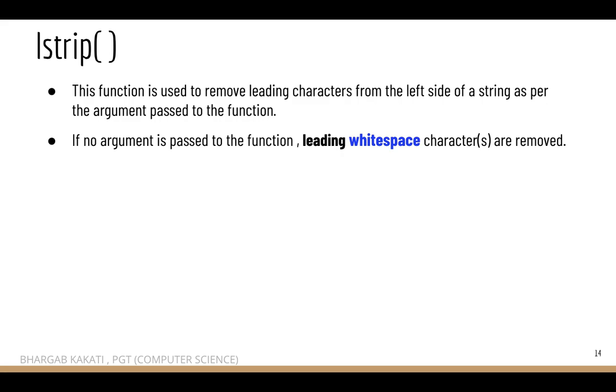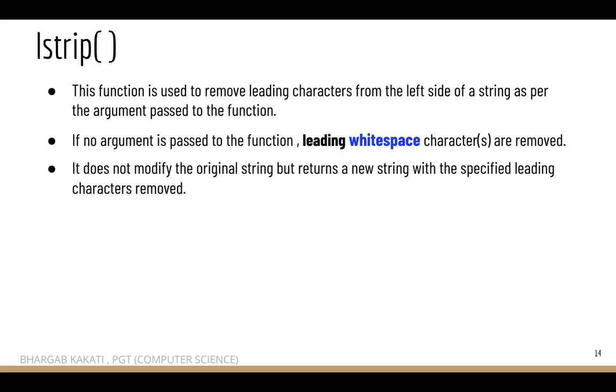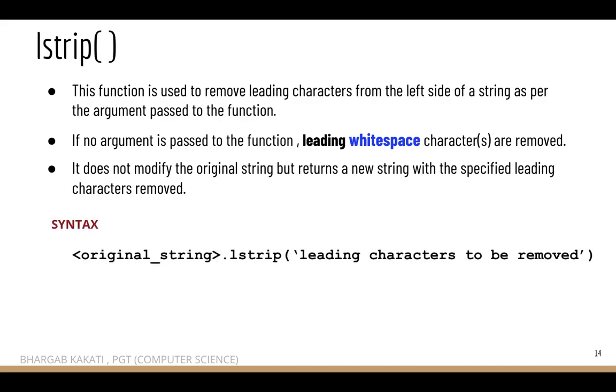So, if no argument is passed to the function, leading white space characters are removed. It does not modify the original string but returns a new string with the specified leading characters removed. Here, the original string is not modified, but a new string will be displayed with the specified leading characters removed. Let's try to understand with the help of examples. Before that, I'll give you the syntax here: original string.lstrip, and after that we have the leading characters that are to be removed.